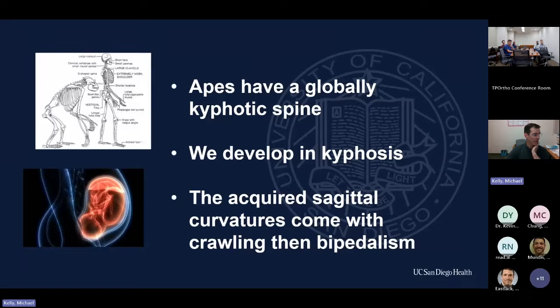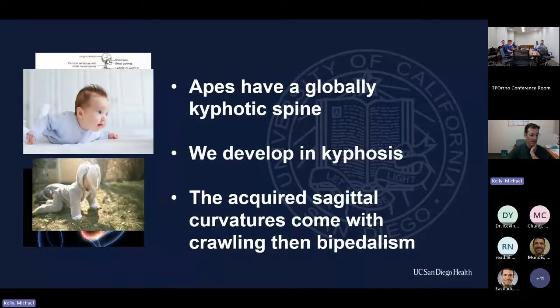Apes have a globally kyphotic spine with a very low pelvic incidence, which is why they stand like they do, because you cannot have upright posture. We develop in kyphosis in utero, right? And then you have primary sagittal plane curvatures and acquired sagittal plane curvatures. The primary sagittal plane curvatures are thoracic kyphosis and sacral kyphosis. The acquired are lumbar lordosis and cervical lordosis, which come with bipedalism, right?